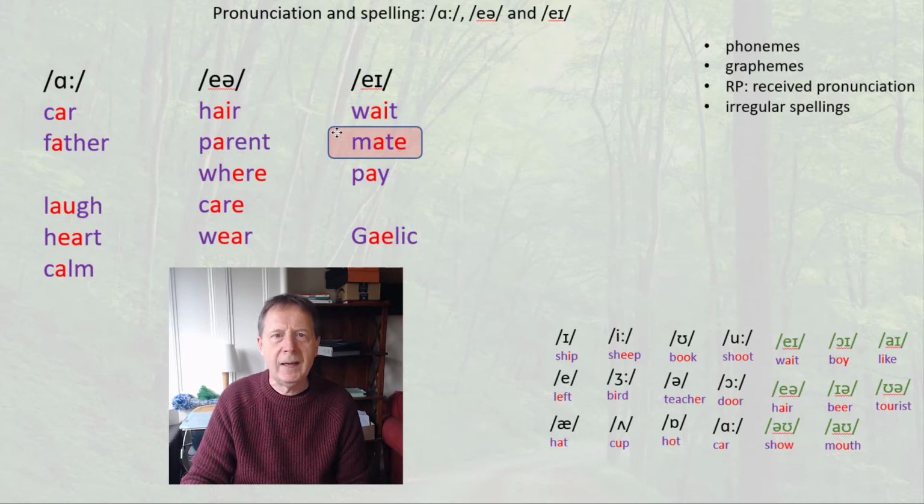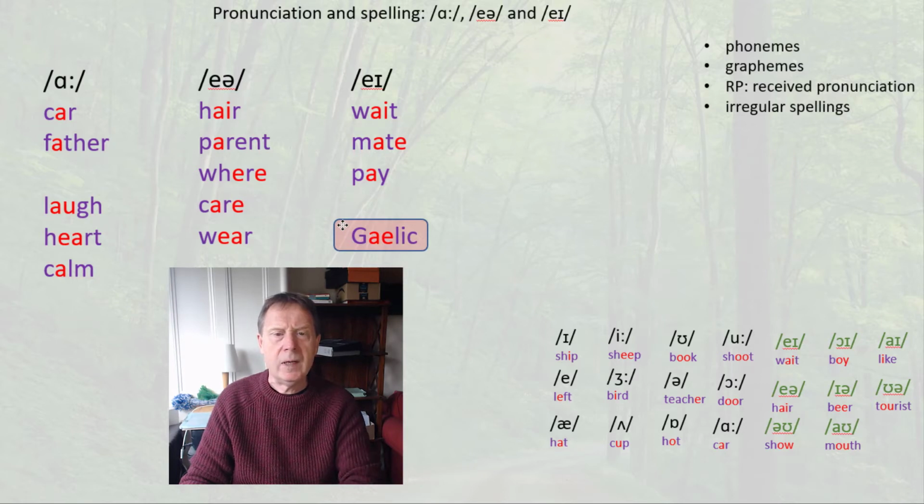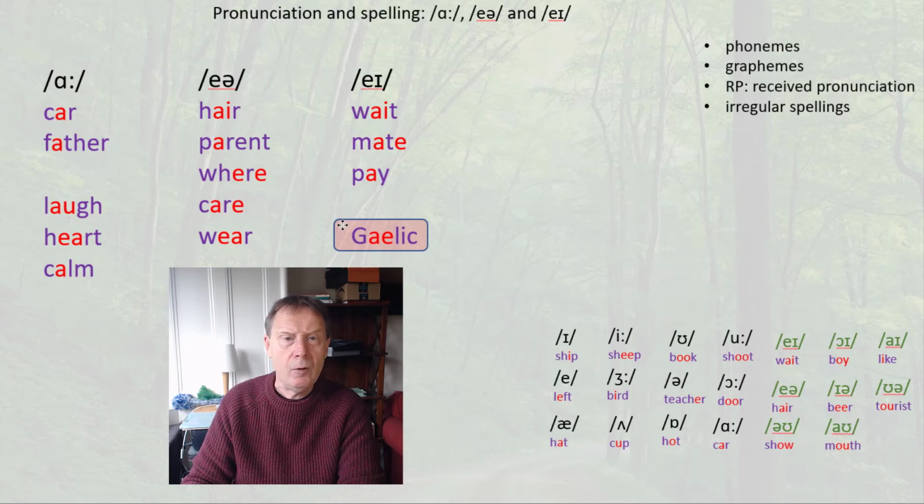Another common spelling is A with E after the consonant, mate, fate, cake, for example. And many words have a Y at the end, like pay, or lay, or say. An irregular spelling comes up in the word Gaelic, but there are not many words with this spelling for this sound. So those are the sounds and the spellings for those three vowels.